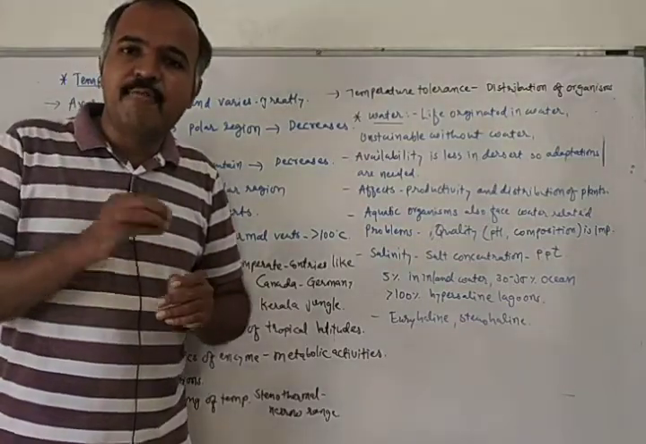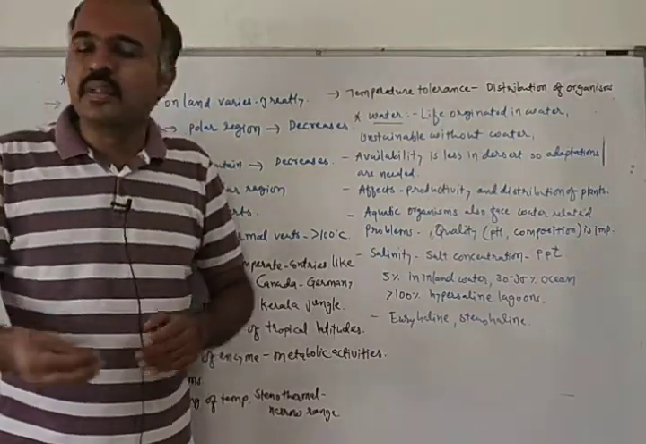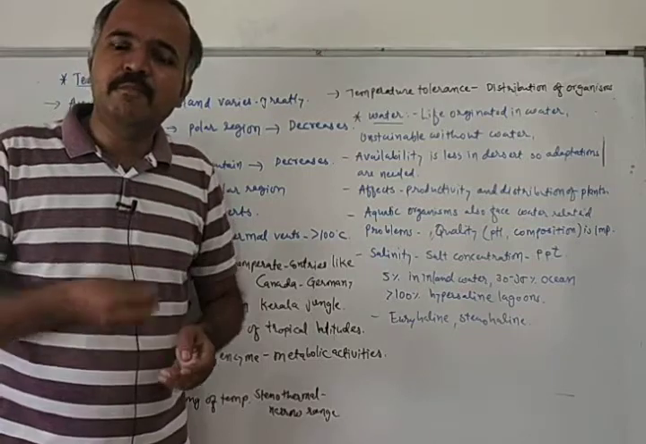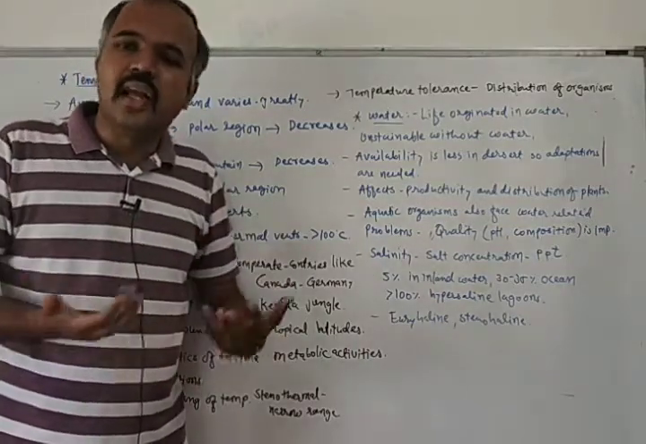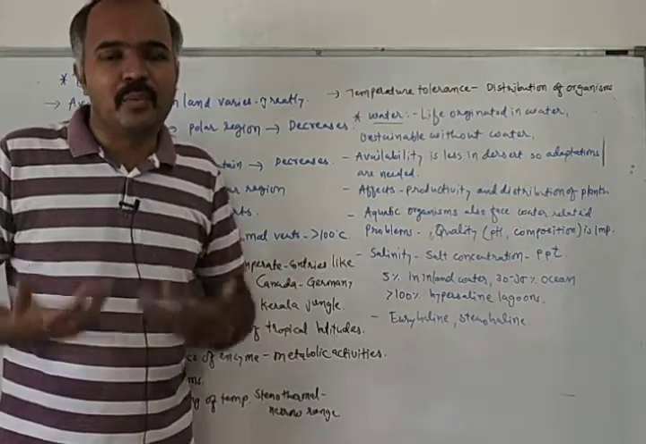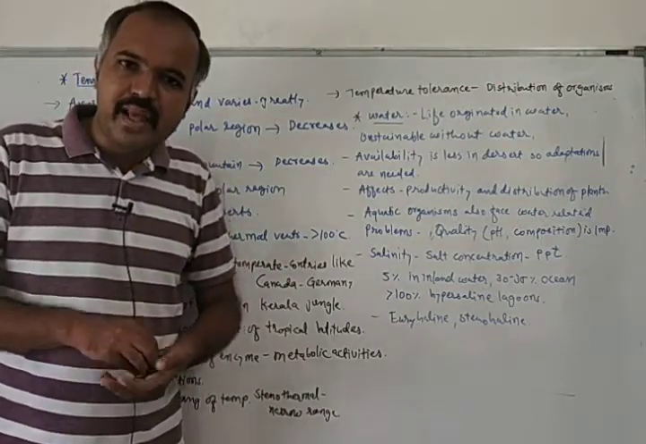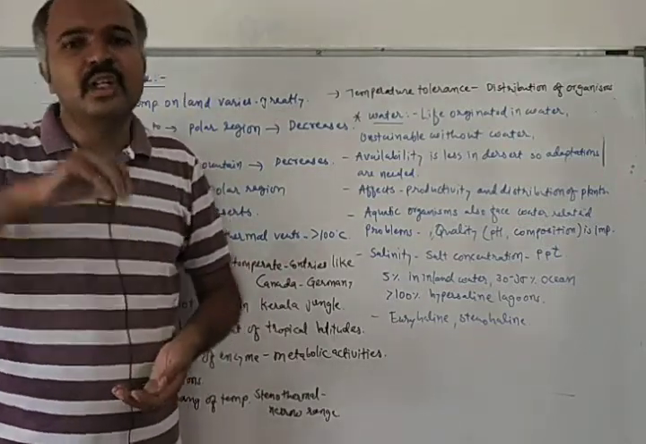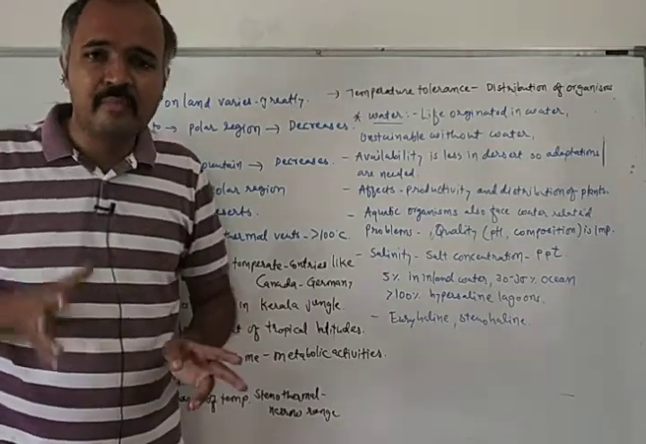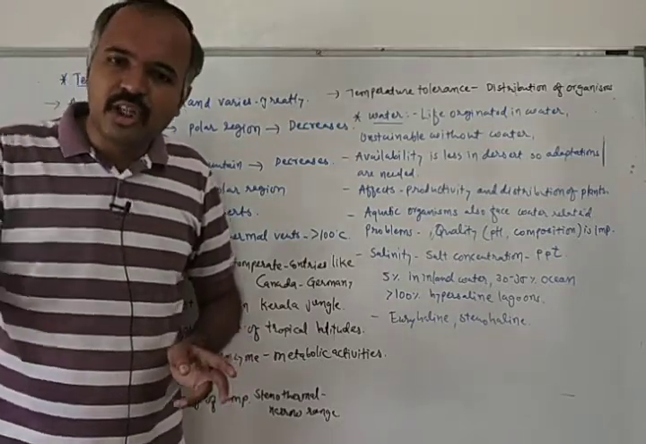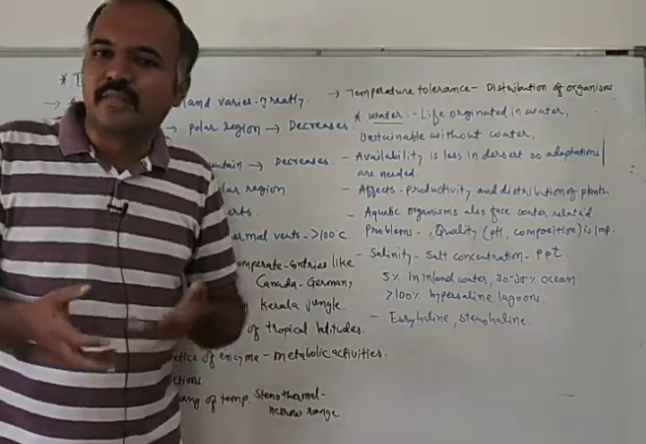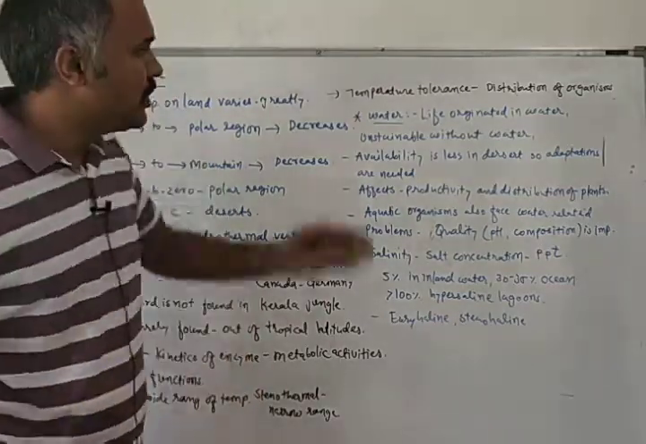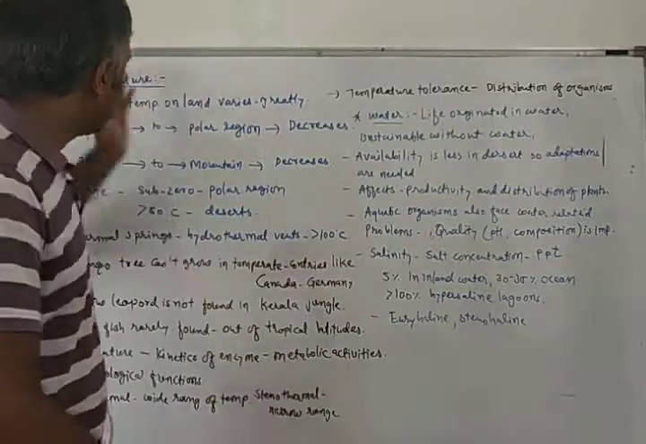If we place a freshwater organism in the ocean, it will not survive. And if we place a marine animal in fresh water, it cannot survive because of osmotic problems. So this is all about water, and this is all about temperature.